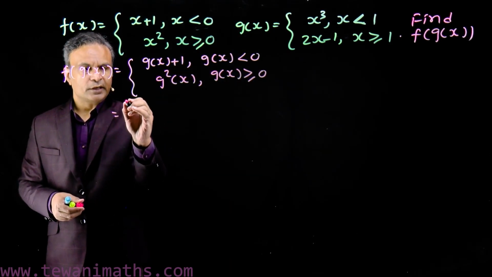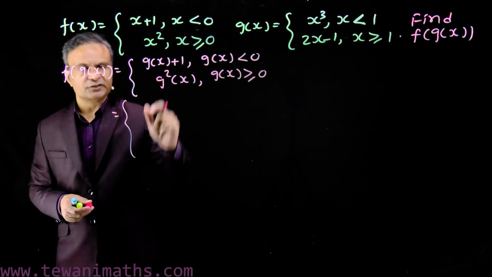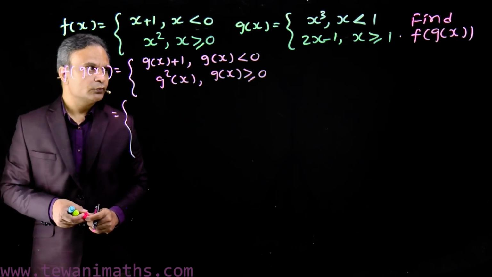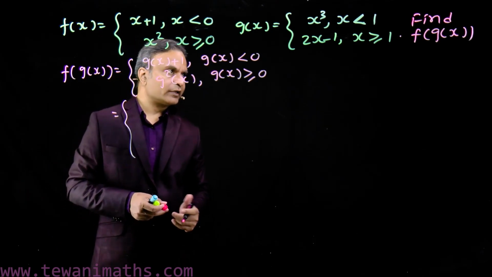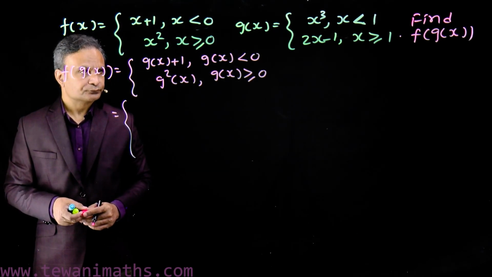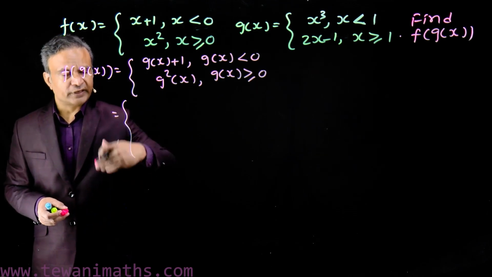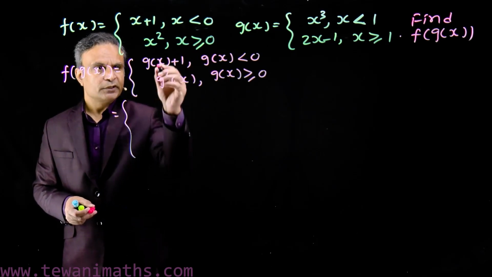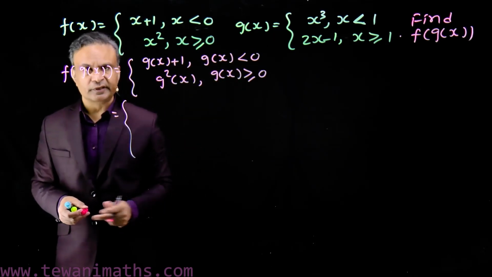Now here we write function g(x). We have two possibilities, x cube for x less than 1 and 2x minus 1 for x greater than or equal to 1. So what do we do? We consider all the possibilities. We will consider all the possibilities here. Once we put g(x) as x cube, once as 2x minus 1.